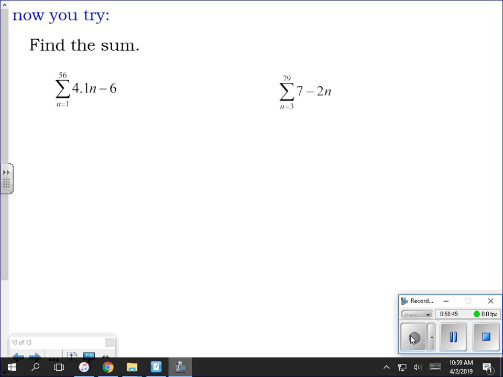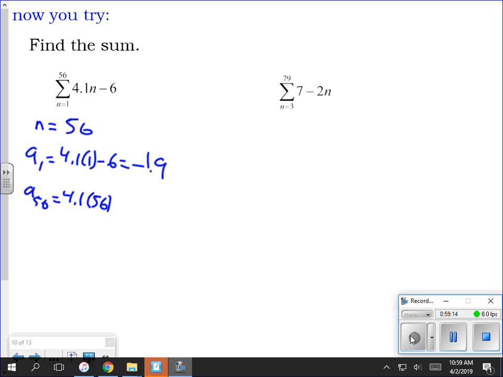Okay, so in this one here, the number of terms we're adding together, that's easy. It's 56 in this case, because we're starting at 1, so it's 1 to 56. The first term, a sub 1, is 4.1 times 1 minus 6, which is negative 1.9. And then a sub 56, our last term, 4.1 times 56 minus 6, is 223.6.